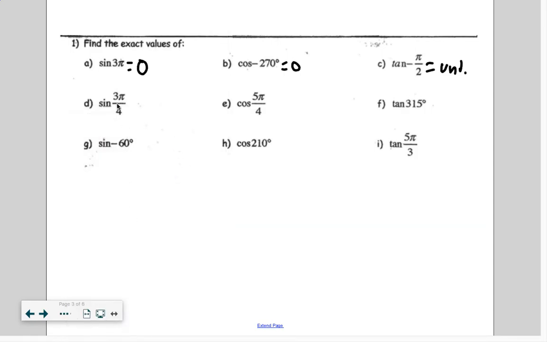Three pi over 4. Anytime I see pi over 4 or some form of it, I know that this is going to be using a 45-degree angle. So keep that in mind. Basically, it's going to be root 2 over 2 or some form of it.